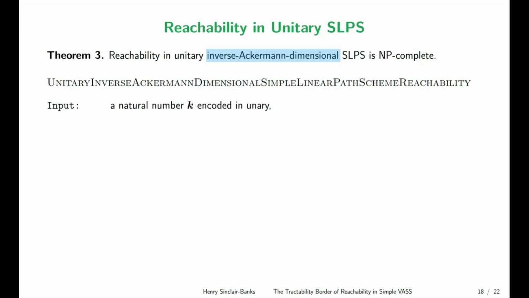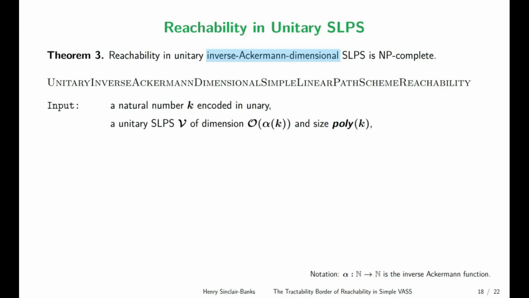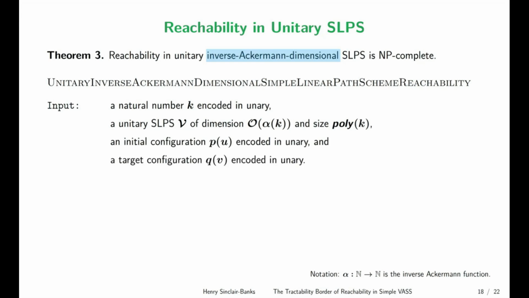The input first is, let's just write down some number k in unary. And I will have a simple linear path scheme that has O(alpha) counters, where alpha is the inverse Ackermann function. So something like a constant times inverse Ackermann many counters, but the length of this thing is allowed to be polynomial in this unary value k. So the system can be reasonably sized, but the number of counters is very small. Initial configuration encoded in unary, a final configuration encoded in unary, and its reachability, the same question: can I go from the initial configuration to the final configuration? Nothing special. I'm going to use soup again.